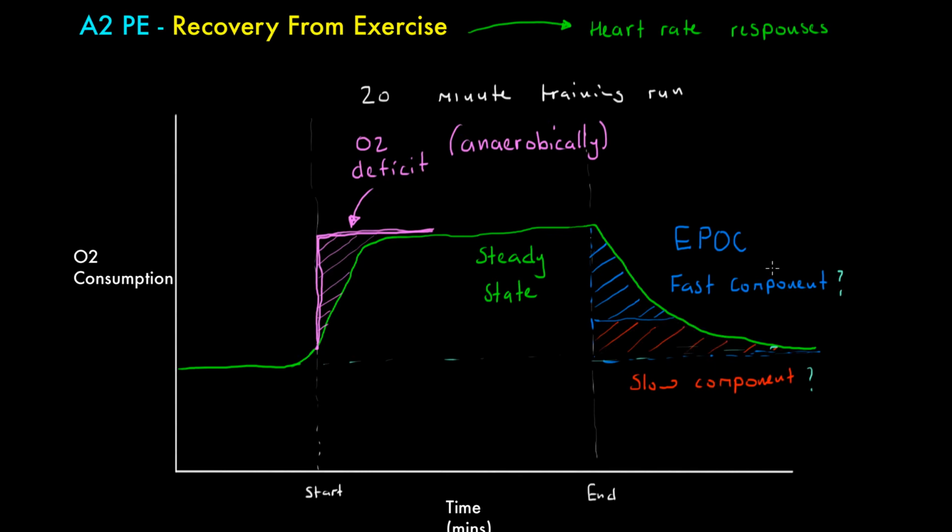Effectively, what I did within this recording is I introduced you to the idea of EPOC, the excess post-exercise oxygen consumption. I'm going to say that again without a lisp: the excess post-exercise oxygen consumption. This is a quantity of oxygen after exercise over and above that which would have been used at rest. We see it shaded here in blue and in red. One bit, this blue bit, we refer to as the fast component, and this red bit here we refer to as the slow component.